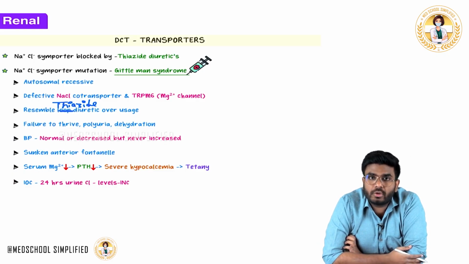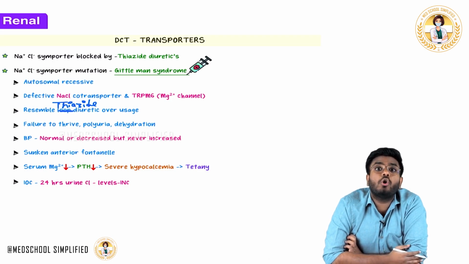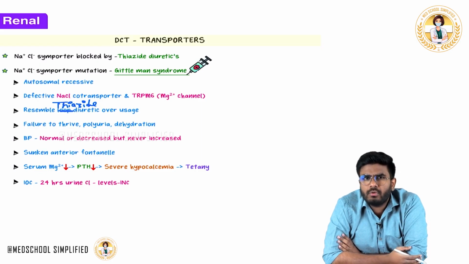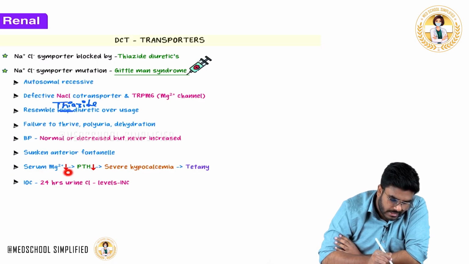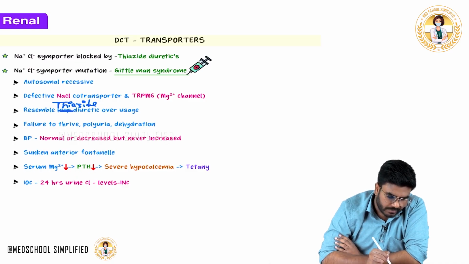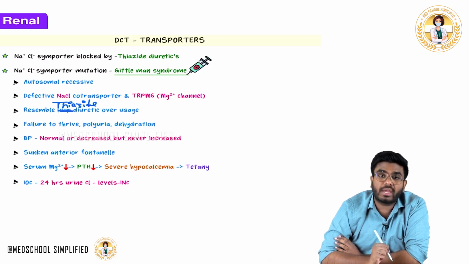So if they are talking about a neonate with polyuria, dehydration, failure to thrive, sunken anterior fontanelle with low magnesium levels, you should think about Gitelman syndrome, where the serum magnesium levels are going down. Even the parathyroid hormone levels go down. Why? Because for the production of parathyroid hormone, you need to have magnesium. No magnesium, no parathyroid hormone. That will cause severe hypocalcemia.